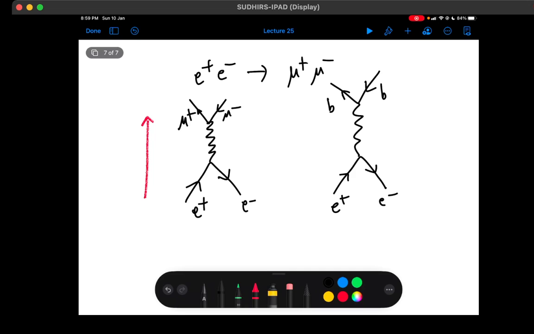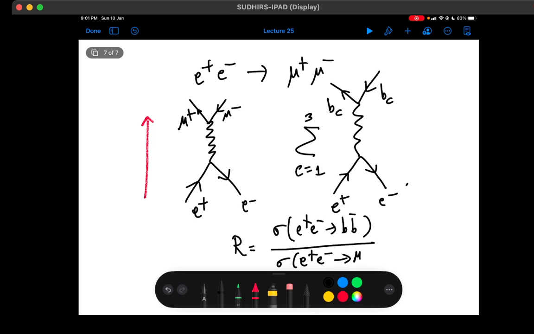So you have essentially three diagrams instead of one diagram, and each diagram has roughly the same amplitude as e plus e minus to mu plus mu minus. So you are replicating e plus e minus three times, because there are three colored quarks. So if you take a ratio R, sigma of e plus e minus going into b b bar to sigma of e plus e minus going into mu plus mu minus, you would expect a ratio of a factor of 3.